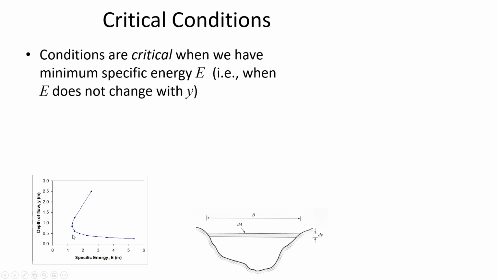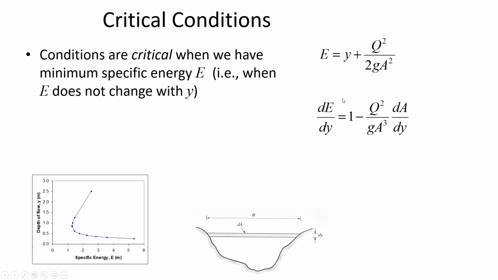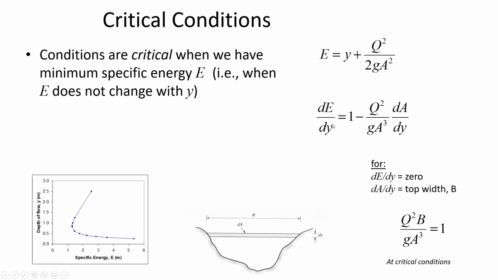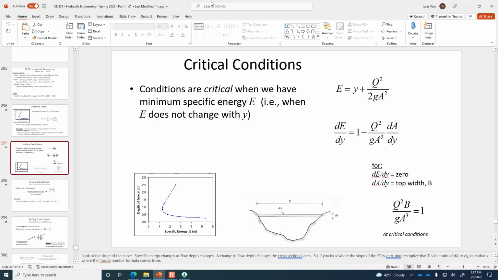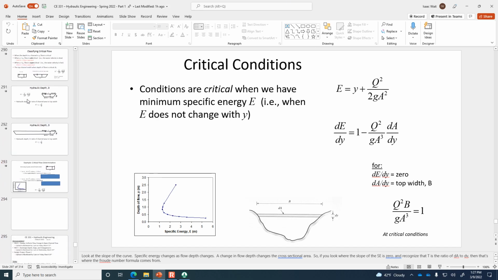It's the point that has the minimum specific energy. And if you take the derivative of this specific energy equation with respect to y, then you remember we talked about the Froude number in class on Monday, and how the Froude number being greater than 1 is supercritical conditions. The Froude number less than 1 is subcritical conditions.